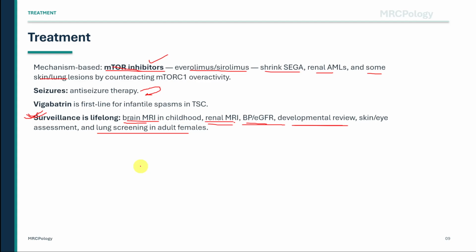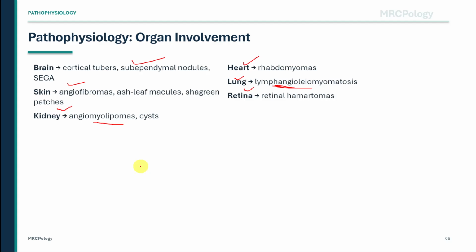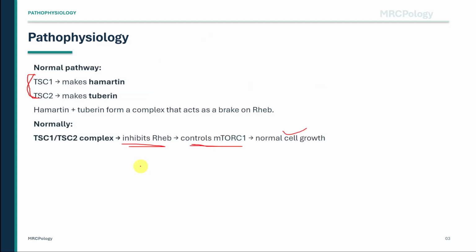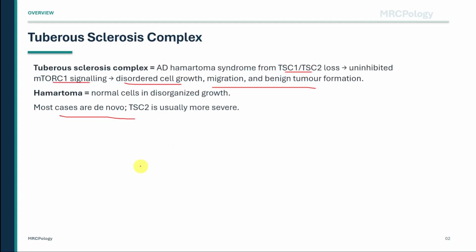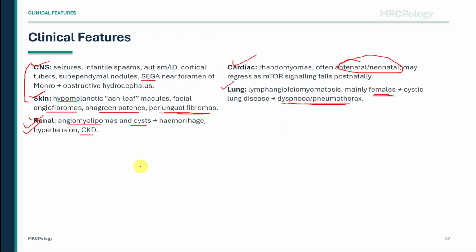If you remember one thing, remember this. Tuberous sclerosis is loss of the hamartin-tuberin brake, causing Rheb activation, mTOR1 overactivity, and hamartomas across multiple organs. Quick recall. A child has infantile spasms, ash leaf macules, and cortical tubers on brain imaging. Which anti-seizure drug is first line for the spasms, and what is the underlying pathway abnormality? The answer is vigabatrin, and the underlying abnormality is loss of TSC1 or TSC2 function causing mTOR1 overactivation.